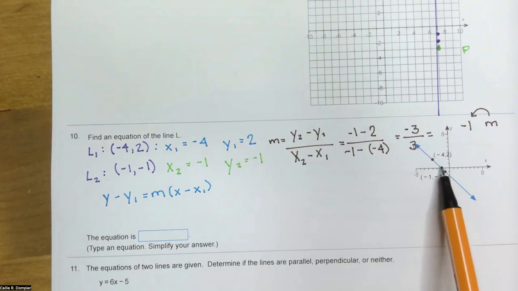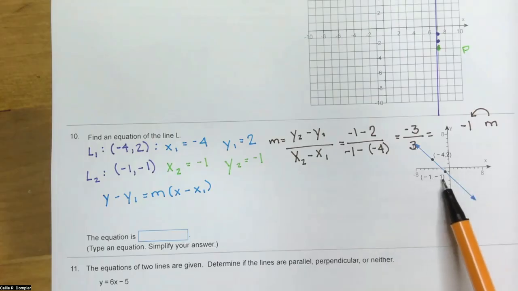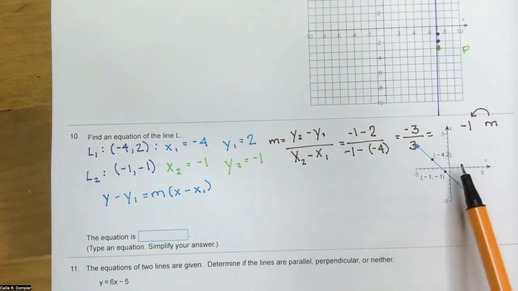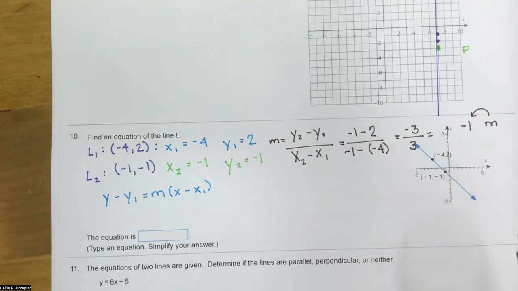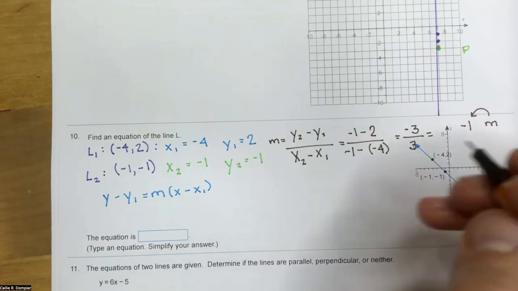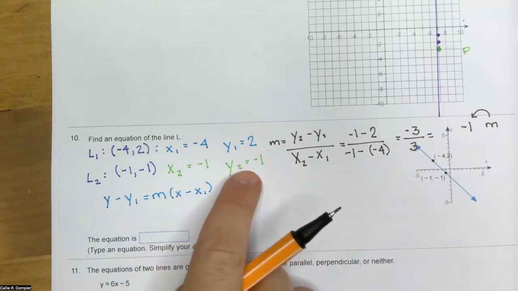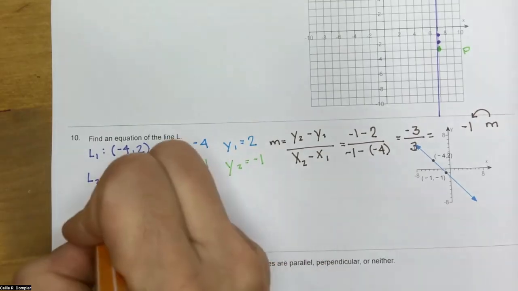It does not matter if you pick this point or you pick this point. Pick whichever point looks easier to work with mathematically. So this one has small numbers, but they're both negative, whereas this one has bigger numbers, but one of them's positive. So whichever one looks easier to you, use that one. And we're going to substitute the x and the y in. I'm going to do the -1s, okay?